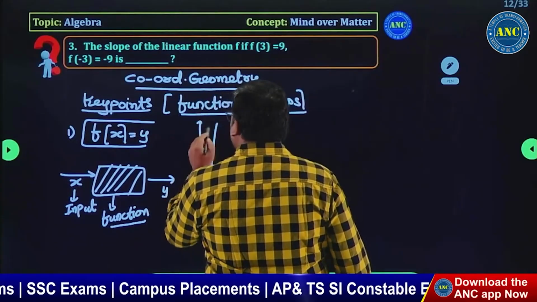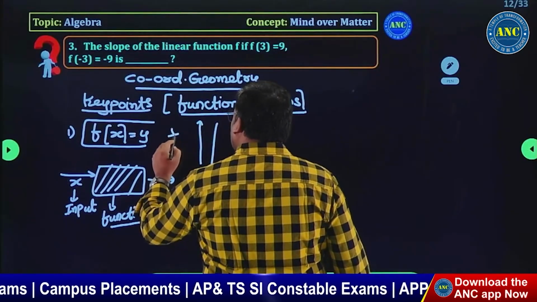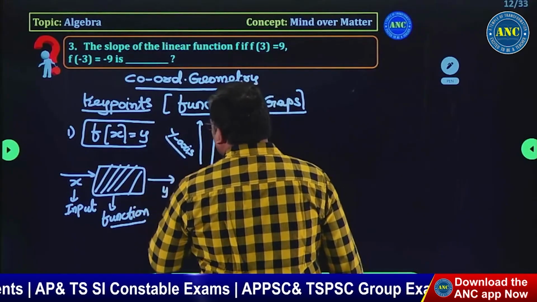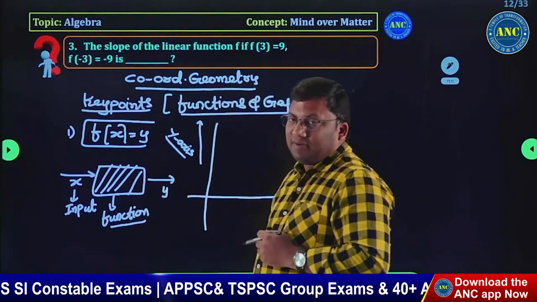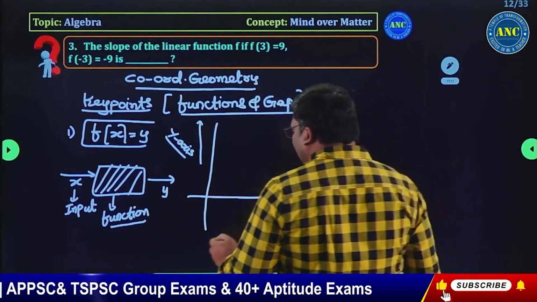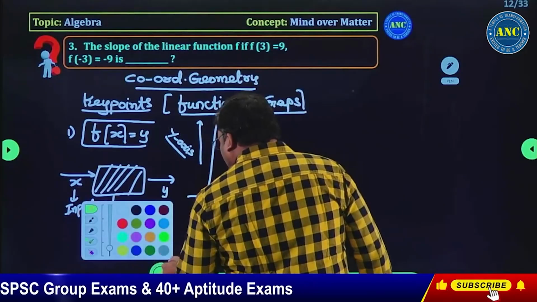Anything that is represented on a y-axis will be plotted on a vertical line. The vertical line is for the y-axis, right? The horizontal line is for the x-axis. f(x) is equivalent to y.